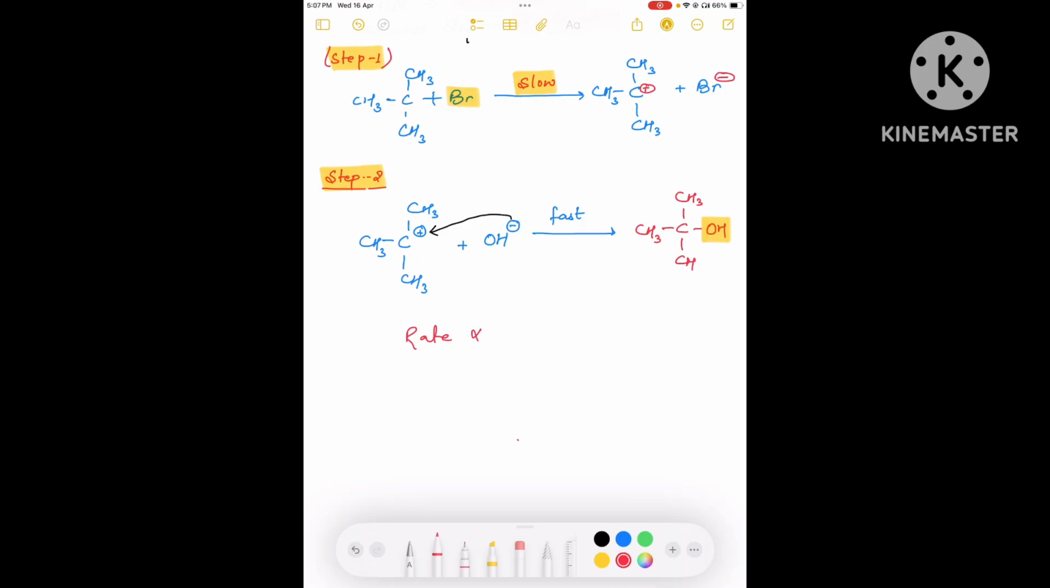It doesn't have any link with this nucleophile. It doesn't have any connection. The rate depends only on the substrate. So rate basically is only dependent on your substrate. Rate of reaction doesn't have any relation with the nucleophile. Hence, it is known as SN1 reaction.